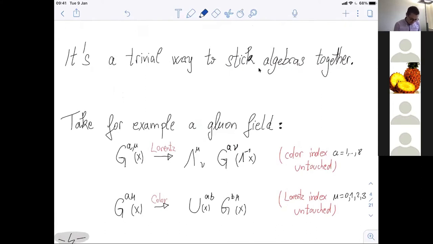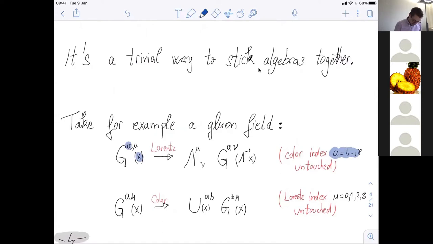Well, a simple example, to illustrate this separation. For example, let's consider the gluon field. First of all, it's a field, so it depends on the space-time coordinate. Then it has two indices. One is A, which is the color index. The gluon is in the adjoint representation of SU(3) color, and the color index goes from 1 to 8.